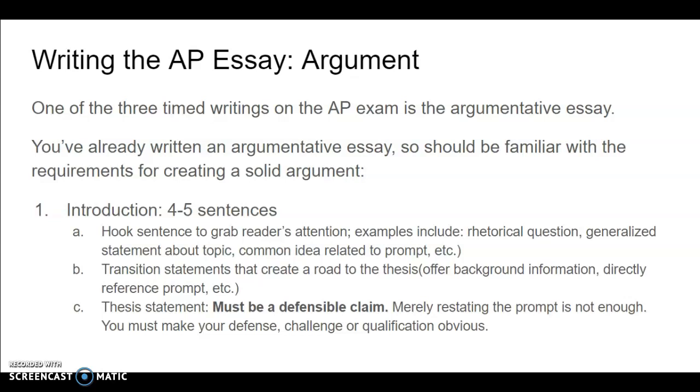Also, you'll notice it says you must make a defense, challenge, or qualification. To qualify something is another part of argument. So to defend a claim means that essentially you're supporting it. To challenge a claim means you don't agree with it. But to qualify is to say that a claim is true in some cases, but not true in others.